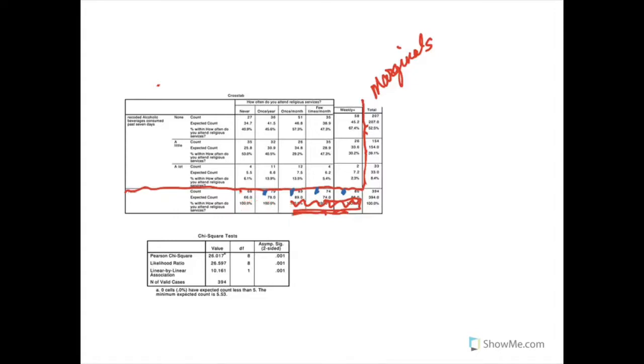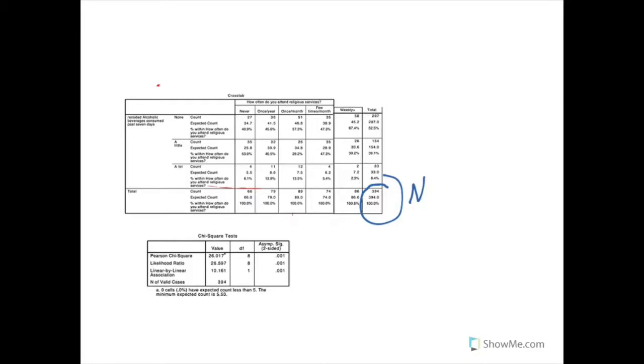Nice even dispersion there. And the last marginal that we want to take a look at is the one right down here in the bottom right. This is your sample size. So in all, we surveyed 394 USI students. Oops, erase. Come on. All right.